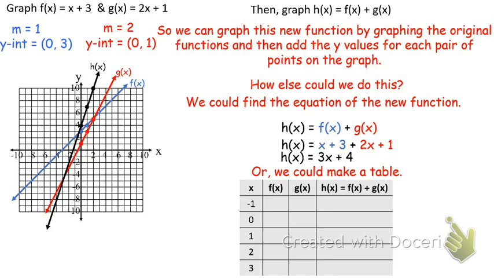Or we could also make a table. Find the f of x values, find the g of x values, and then add them together. The new points would be negative 1, 1, 0, 4, 1, 7, 2, 10, and 3, 13, which, if you look at that black line, all describe points on the line. So again, we could use any of these 3 approaches.